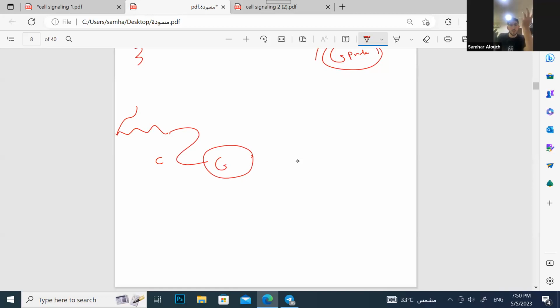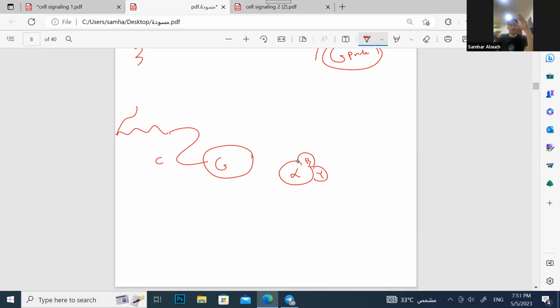What is this G protein? Like, we know the receptor structure. What's the structure of the G protein? And it's complicated, so please focus. G protein is made of 3 subunits. So 3 things make this G protein. First, we have alpha subunit, okay? Then we have beta subunit. Then we have gamma subunit. So G protein is made of 3 subunits, alpha, beta, and gamma.